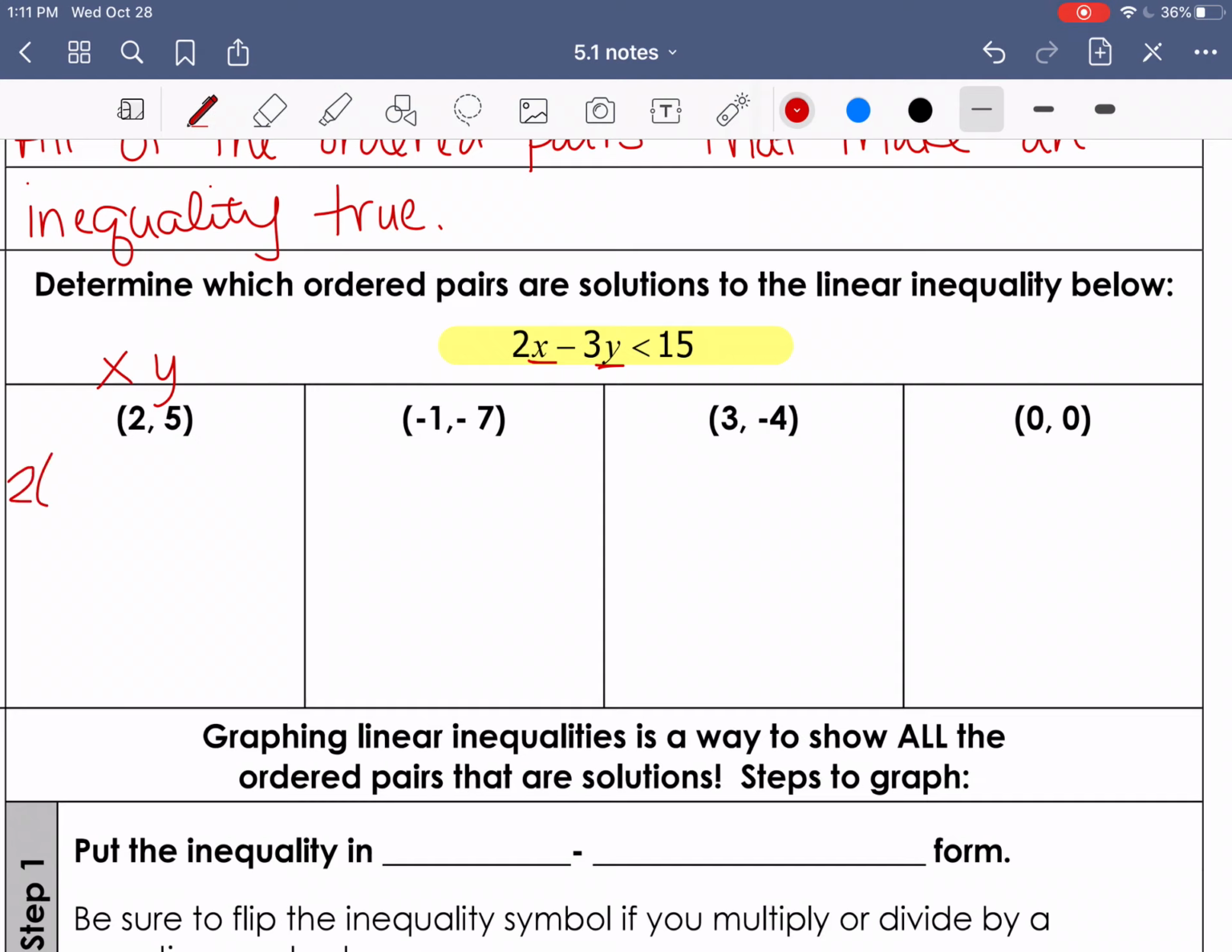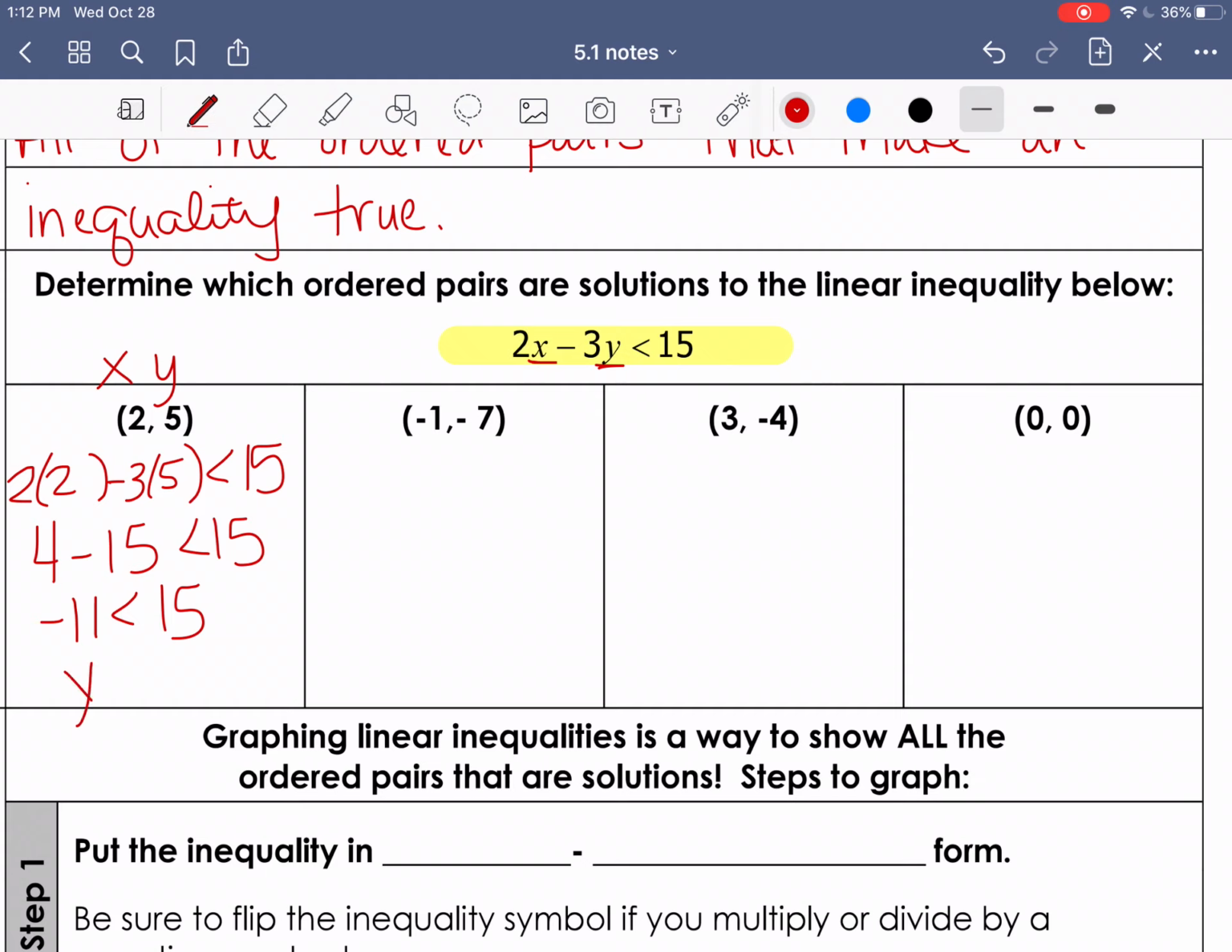So we're going to have 2 times the x value of 2, subtract 3 times 5, and we're going to see if that answer is less than 15. Okay, we know 2 times 2 is 4, 3 times 5 is 15, and 4 subtract 15 we know is negative 11, and negative 11 is less than 15, so yes, (2, 5) would be a solution.